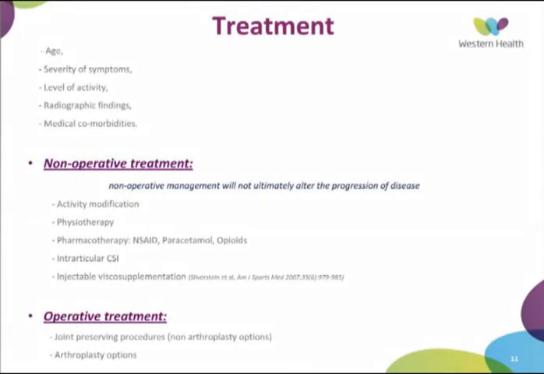Getting now to the treatment of osteoarthritis, the treatment is based on multiple factors. The most important ones are the patient's age and the level of activity that the patient has. Severity of symptoms also will help to decide if joint preserving procedures are indicated or doing an arthroplasty is the best option for the patient. As well as those factors, radiographic findings are important, and also medical comorbidities will help to decide if a big operation is needed or a small operation like an arthroscopy is the treatment of choice for these patients.